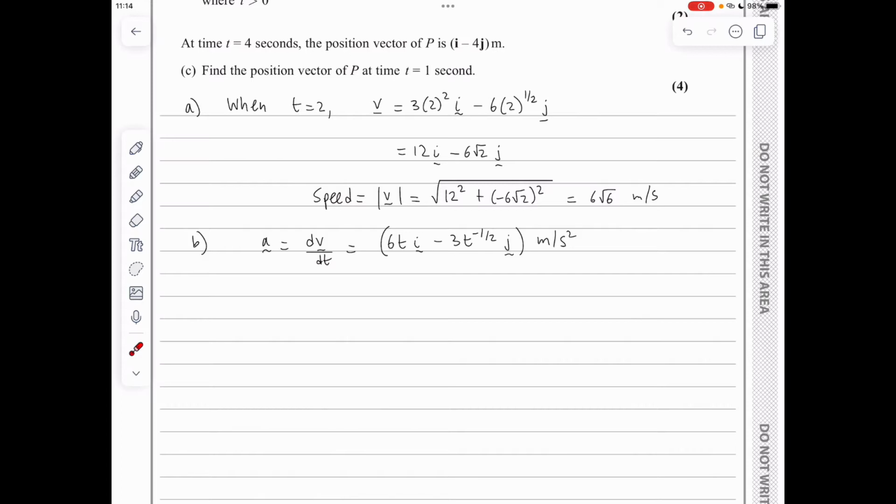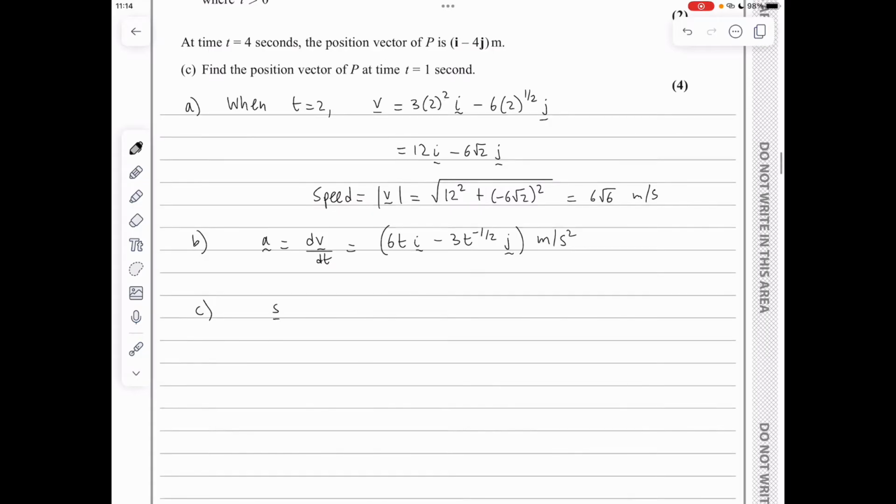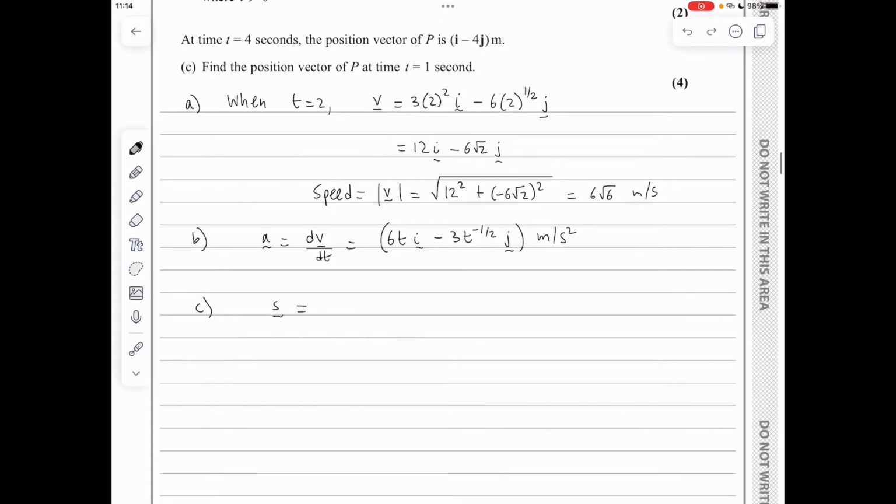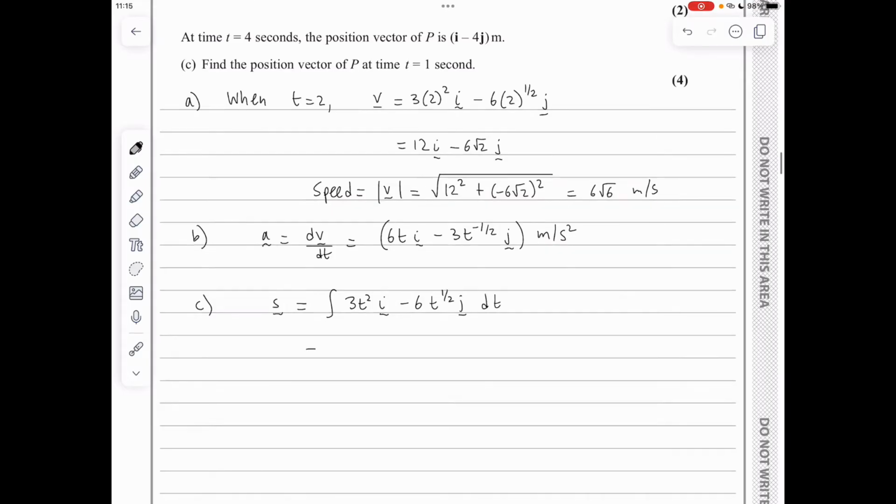In C, we are given the position vector of P at t is 4 seconds, and we need to find the position vector of P at time t is 1. I will actually start by finding an expression for the displacement s. This will be found by integrating the velocity. So it's going to be the integral of 3t squared i minus 6t to the half j dt. This gives an answer of 3t cubed over 3 i minus 6t to the 3 over 2 over 3 over 2 j plus a constant vector, I will call it c.